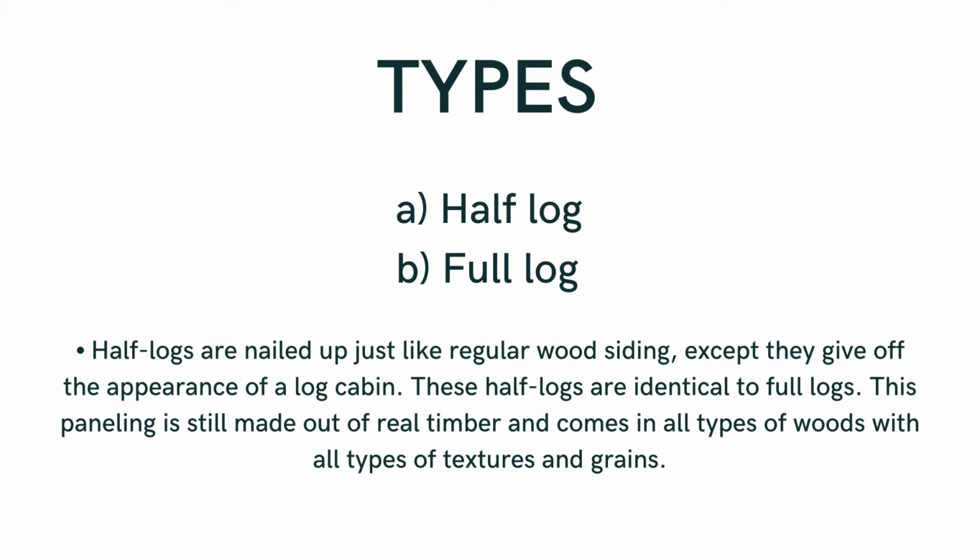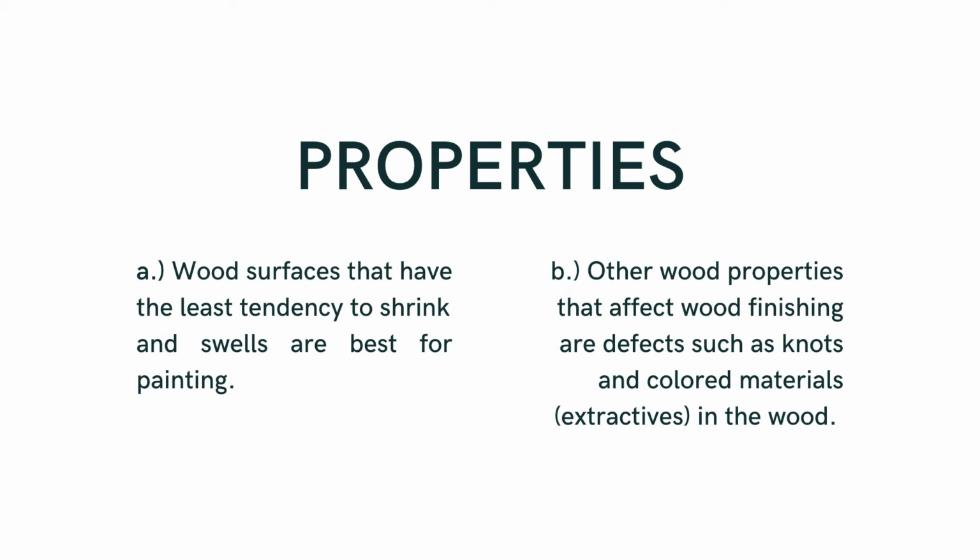Half logs are nailed up just like regular wood siding, except they give off the appearance of a log cabin. These half logs are identical to full logs. This paneling is still made out of real timber and comes in all types of wood, with all types of textures and grains. The properties of logs consist of wood surfaces that have the least tendency to shrink and swell, which are the best for painting.